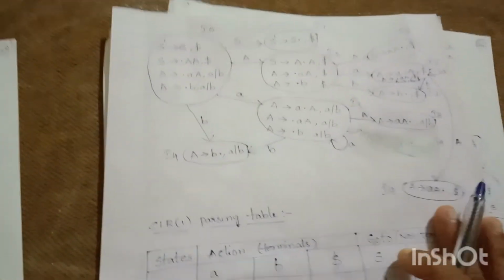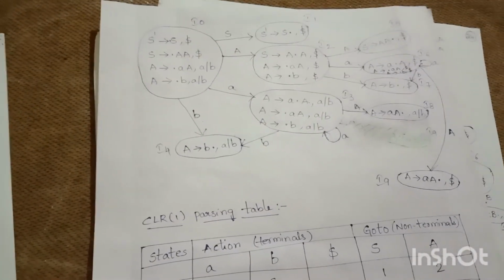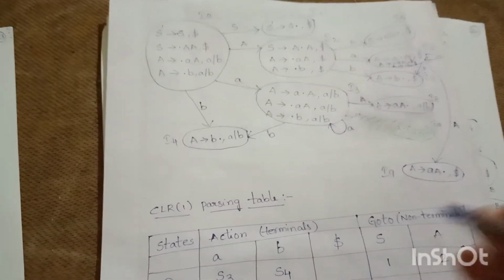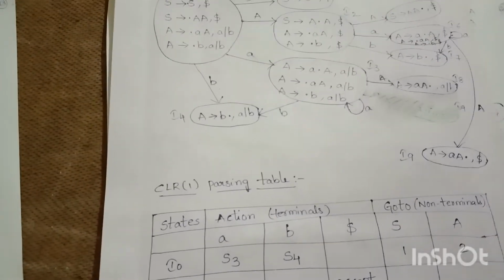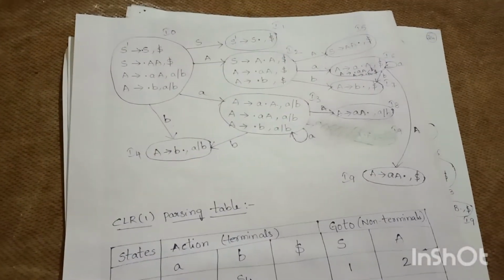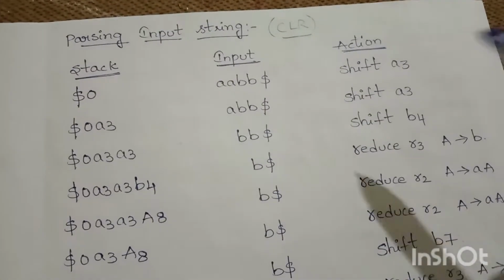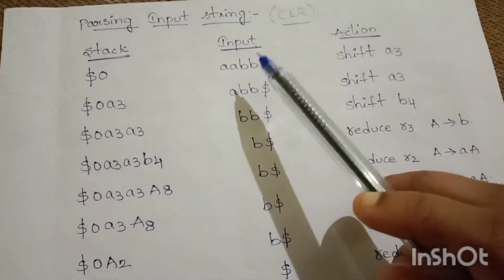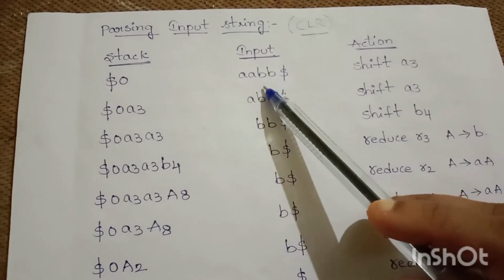And next we need to parse the given input string. That is the same as previously; we do it from this table only. You need to parse the given input string the same as for LR(0). How we do the parsing, in the same way you can do it here also. This is all about CLR parsing. Parsing the input string: the same as how we do for LR(0), we do the same here also.